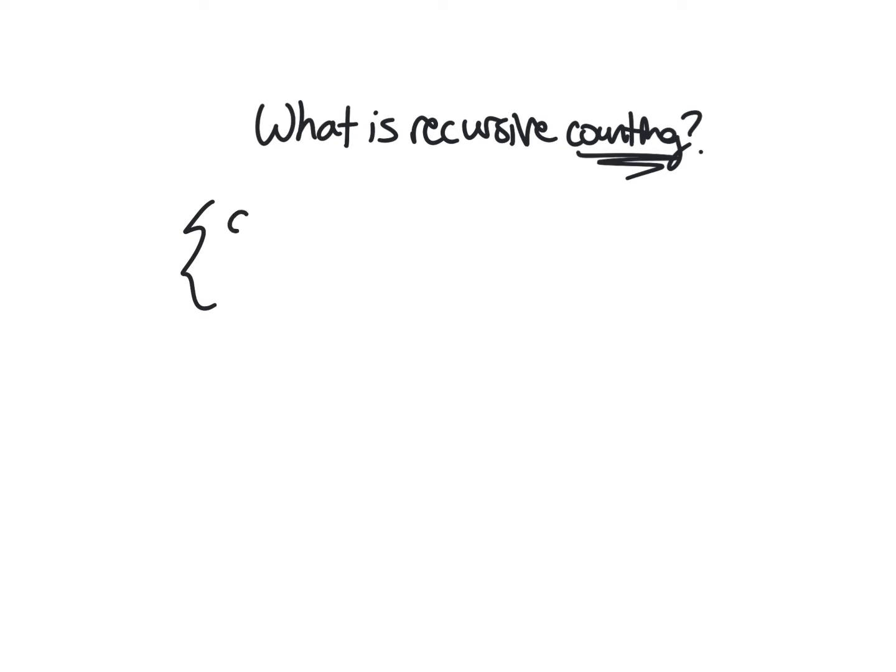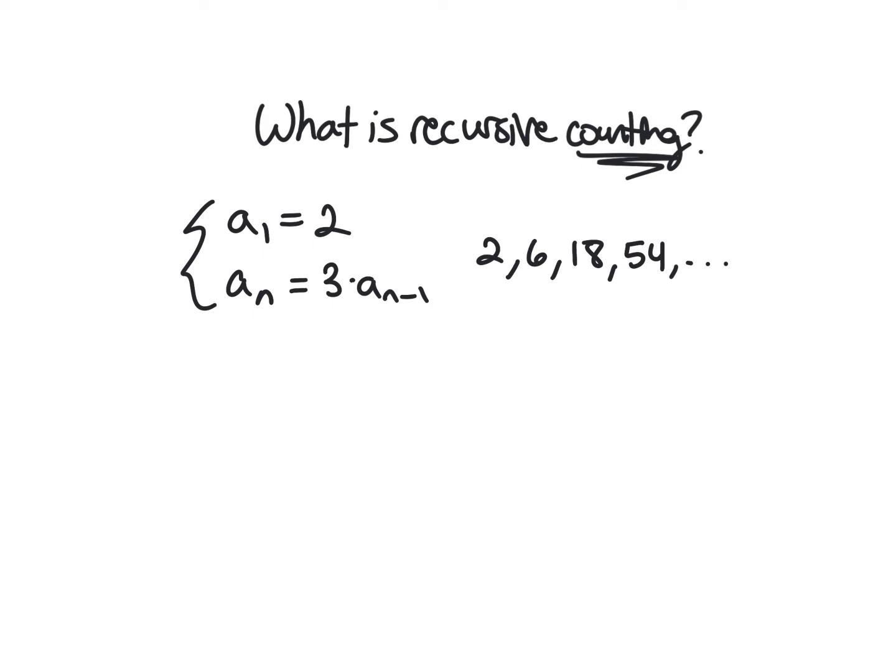So you remember seeing sequences like a1 equals 2 and then the nth term in our sequence is say 3 times the previous term, the n minus 1th term in our sequence. Right, then we could just write, okay, we've got 2, then we multiply by 3. 6, we multiply that one by 3 to get the next. 18, 54, and so on, right? This was a recursive formula.